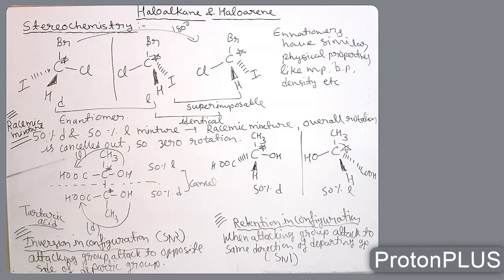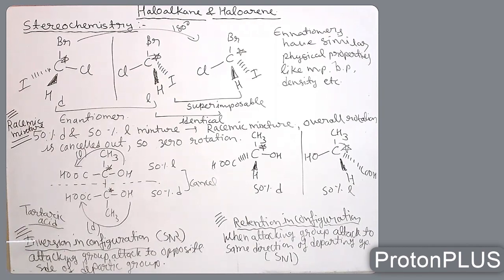The requirement for optical activity, that a stereo carbon is there and non-superimposable mirror images are there, is satisfied, but still it is optically inactive due to this 50% dextrorotatory part and 50% levorotatory part. Overall rotation is cancelled out. Similarly, if I draw lactic acid, 50% dextro or 50% levo, then it is said to be a racemic mixture.